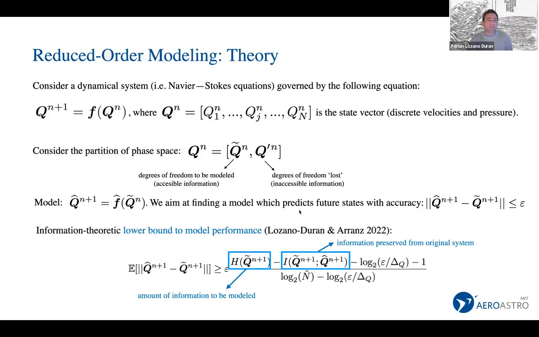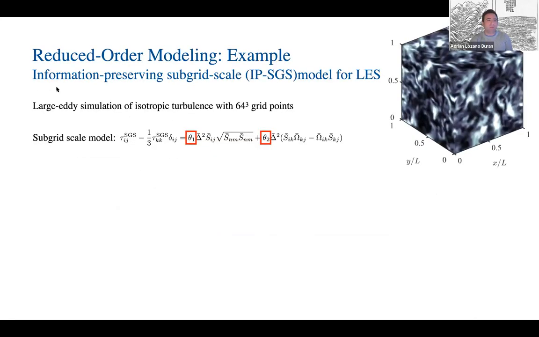Then we also took this and did an example, and the example is a follow-up of the previous case. We again have an isotropic turbulence case, the same case as I was showing before, and now we want to do a large-eddy simulation using 64 cube points. Before, the previous case was 1,000 cube. And I want to use a subgrid-scale model. This is just a generic form of a subgrid-scale model that depends on rate of strain and also rate of rotation and rate of strain.